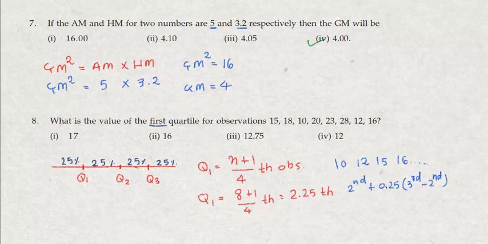Let us put all the numbers here. Second observation means 12 plus 0.25 of the distance of third and second observation, which is 15 minus 12, so it is 3. 3 into 0.25 is going to be 0.75, so 12 plus 0.75, so our answer here is 12.75. So we can very easily say that the answer is 12.75.